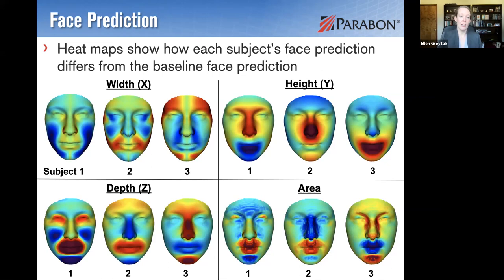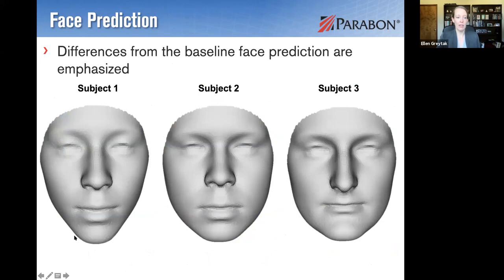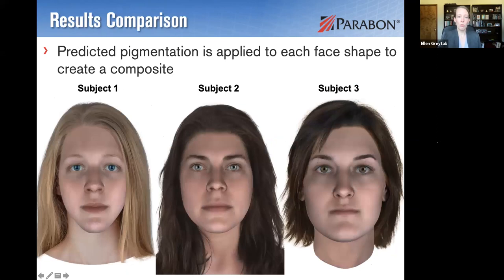And you can see that in the width, so subject two has basically the opposite. She has a very wide jaw and mouth, whereas subject three has a very wide chin. So they're very different predictions. And that's true in every dimension. So if we emphasize those traits, you see that the face shapes look very different from one another. And when we apply the phenotype predictions, we come up with three very different looking composites. And those differences are reflected in the actual appearances of those people.